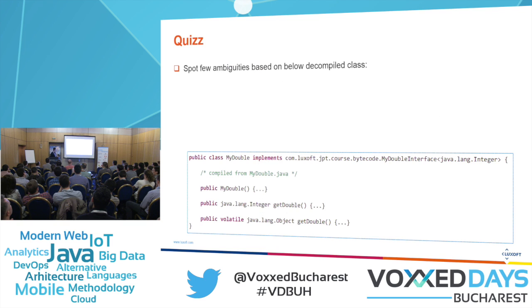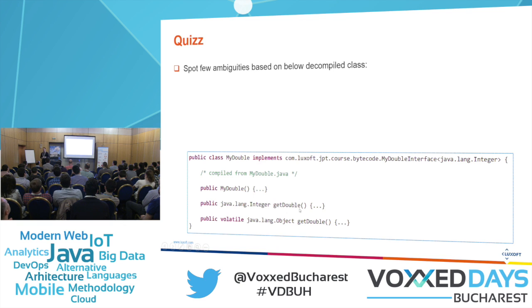Good. Now let's have it a bit more interactive. Let's have a bit of fun today. We had initially this MyDouble class, which implements an interface. I compiled this class, MyDouble, and I disassembled the code using Java P. Once I have this disassembled code, I ended up with this representation of my class. So basically, it's the constructor and 2 methods.